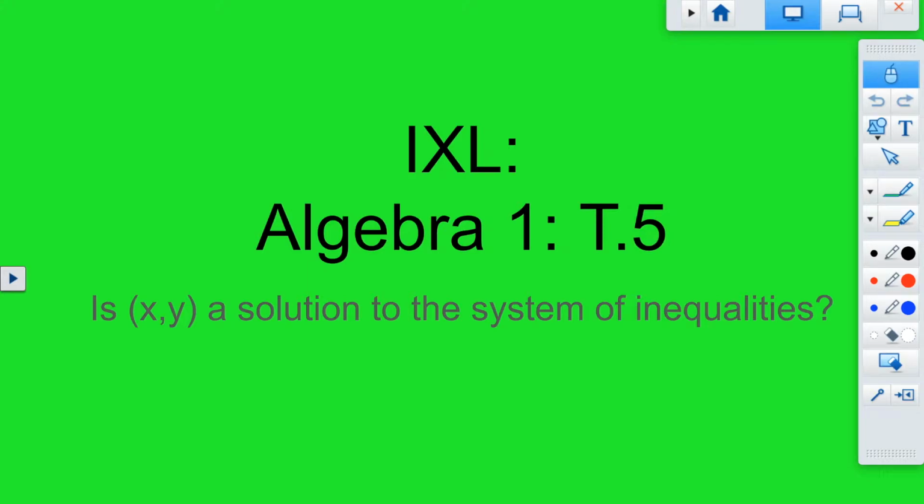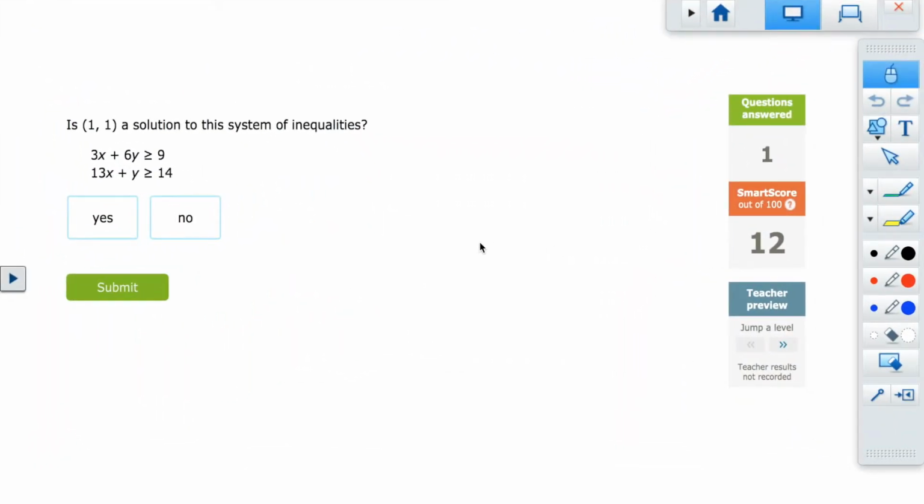This time I picked out a few problems that we're going to highlight from the IXL assignment, Algebra 1, T5. Is (x, y) a solution to the system of inequalities? The first problem, much like we did with systems of equations: equations have equal signs, inequalities have inequality signs. We're just going to take the solution and check it in the inequality to see if it's a solution.